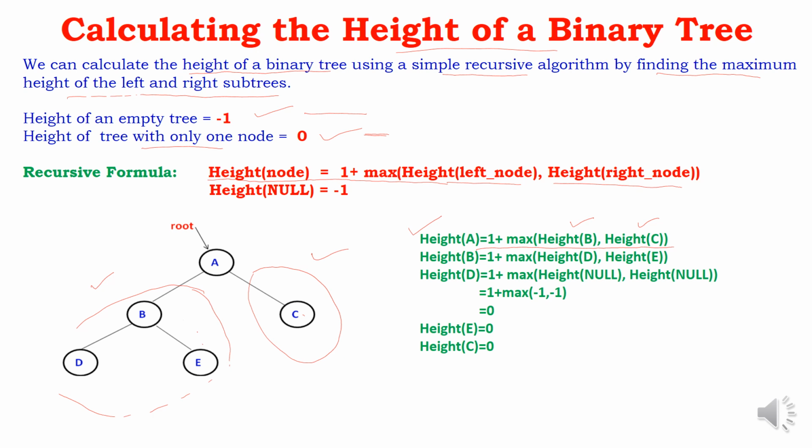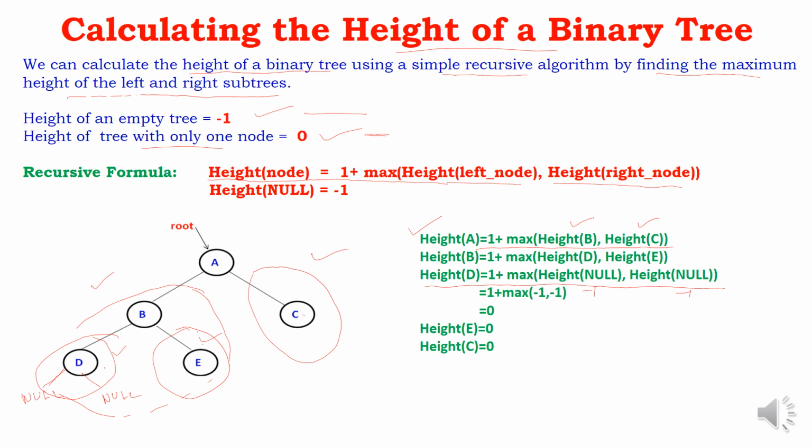Now the height of B is 1 plus the maximum of the height of D and the height of E. If we know the height of D and the height of E, we take the largest value and we add 1 so that we get the height of B. Again we don't know the height of D. So to find the height of D, we will have 1 plus the maximum of the height of its left subtree and the height of its right subtree. The left subtree of D is null, the right subtree of D is null. So the height of D is 1 plus the maximum of the height of its left subtree, the height of its right subtree. Height of null is -1.